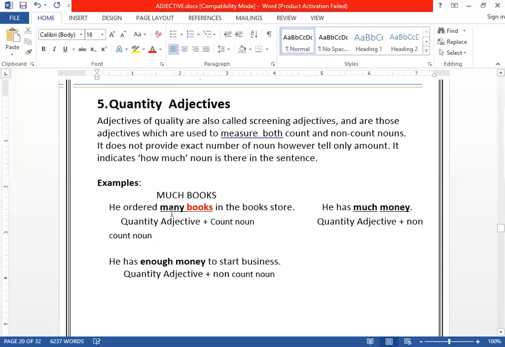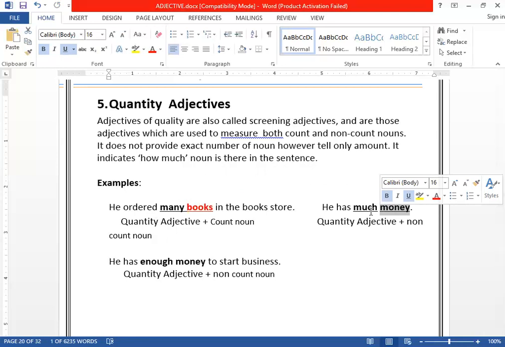Why? Because much is used for uncountable nouns. Much is called a quantity adjective, and much is used before what type of nouns? Uncountable nouns. Clear? And many is used for which type of nouns? For countable nouns. Here is an example: He has much money. Money is an uncountable noun. You cannot say I have many money. That is wrong.